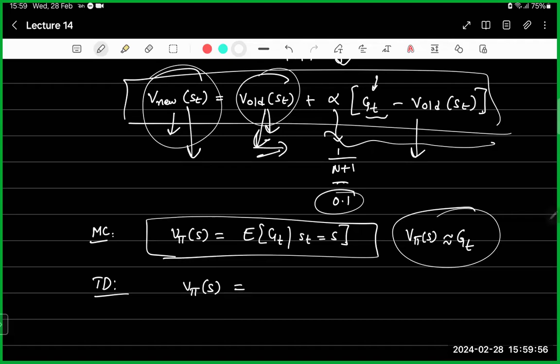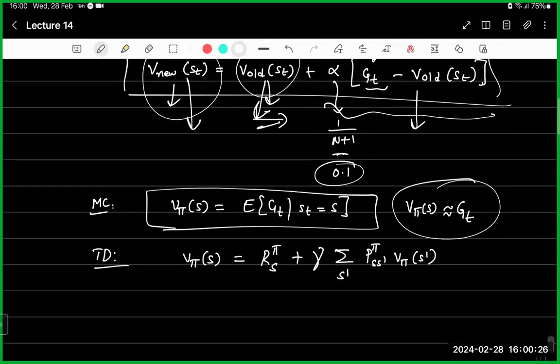What is V pi of s? It is the immediate reward that you get for acting according to pi in state s, which is R pi s, plus gamma times the remaining return, which is V pi of s dash, into the probability of going from state s to s dash when you are acting according to pi. Right.